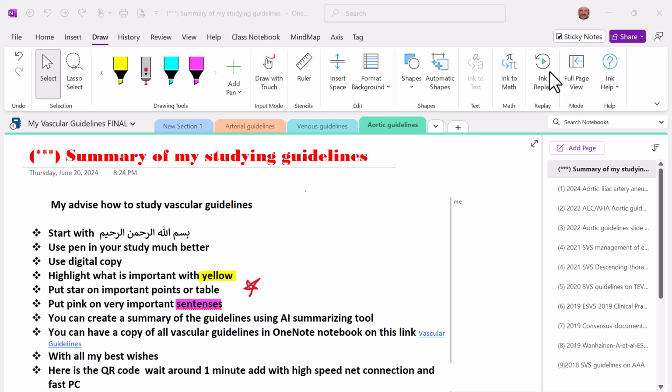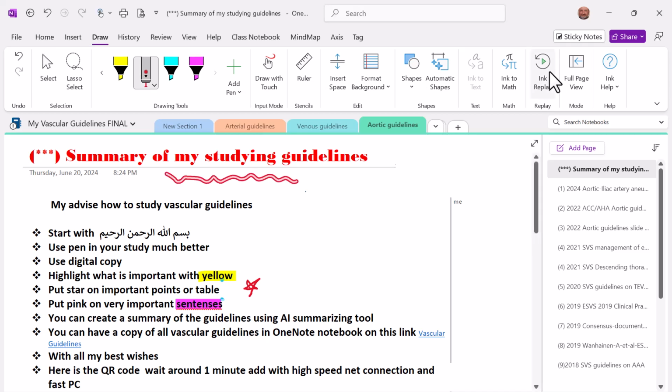This lecture is on how to study guidelines of vascular surgery. It is a very important topic, and I think it's important to create a system for you on how to study vascular guidelines, because they are important for cases, they are extremely important for you in the exam, and they are very important in clinical practice too. So I collected here my advice.